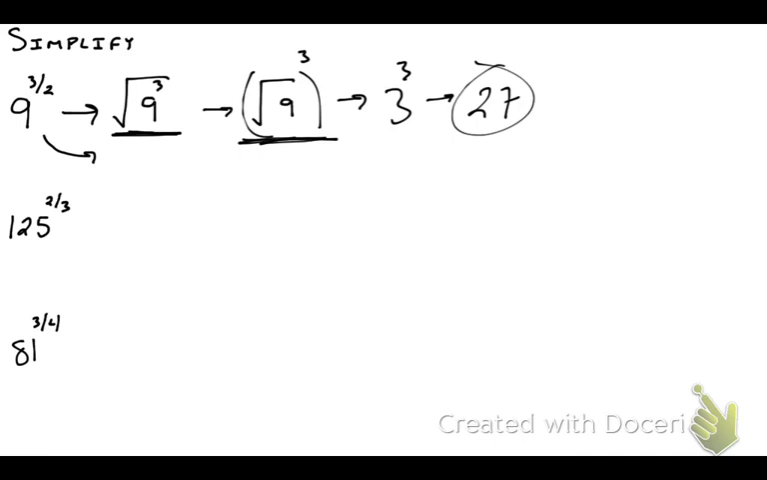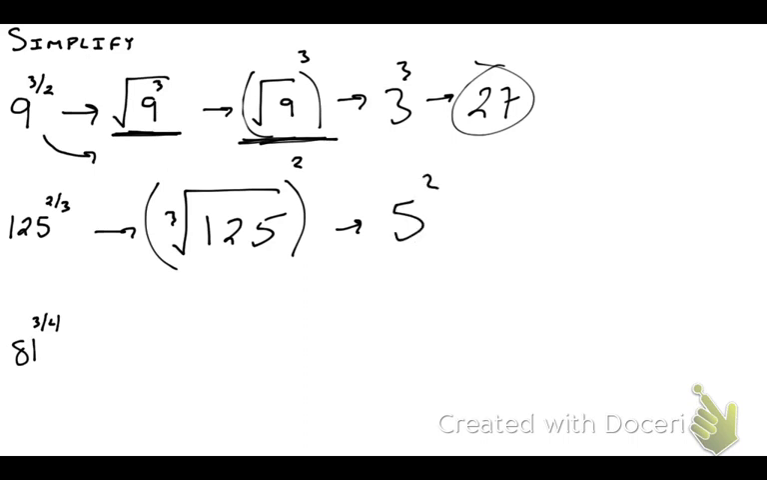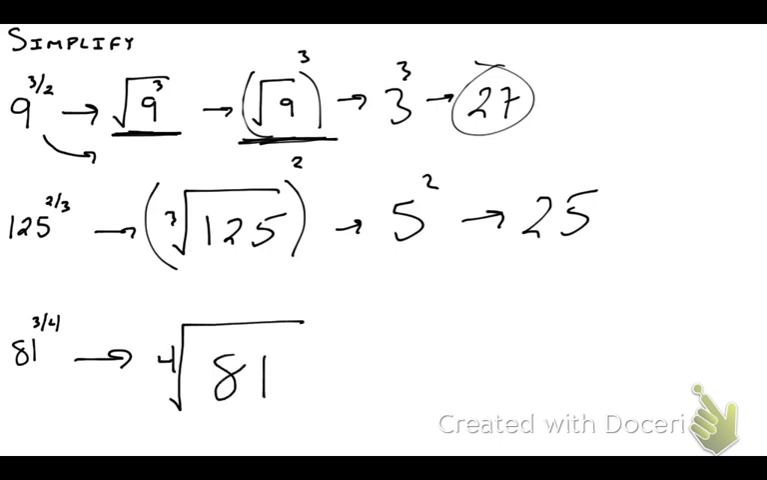125 to the 2/3. Well, I'm going to express this as the cube root of 125 because I recognize that 125 is a perfect cube and I really don't want to square that number. The cube root of 125 is 5 and 5 squared is 25. Last one, 81 to the 3/4. I'm going to express this as the fourth root of 81 cubed because I don't want to cube 81 and I know that 81 is a perfect fourth. The fourth root of 81 is 3 and 3 cubed is 27.